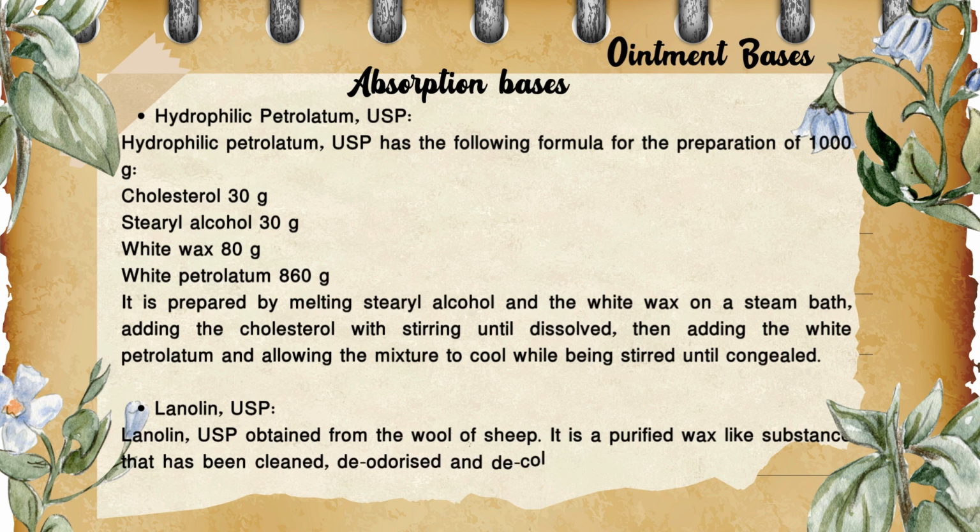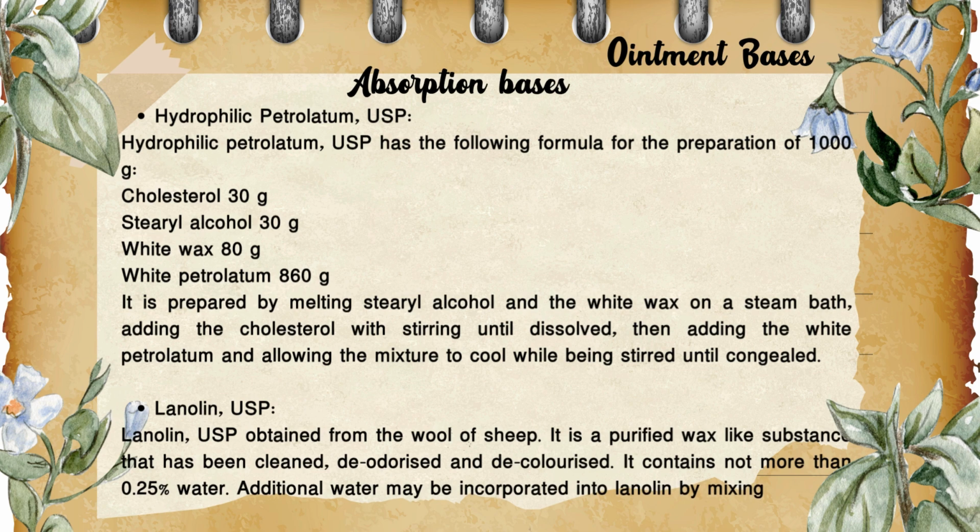Next one is lanolin. Lanolin is obtained from the wool of sheep. It is a purified wax-like substance which has been cleaned.